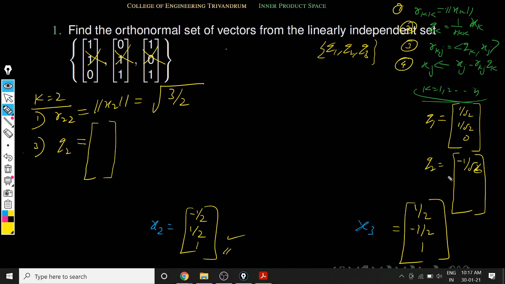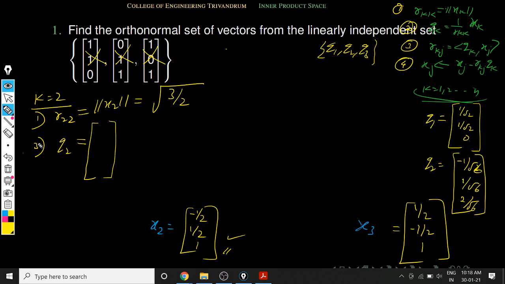One by root six, correct. Last one, then root two by... No, no, two by root six. And root two by three... yes, root two by three. That is two by root six. Yeah, that's correct. Root two by root three is the same as two by root six. So anyway, q2 is minus 1 by root 6, 1 by root 6 and 2 by root 6.